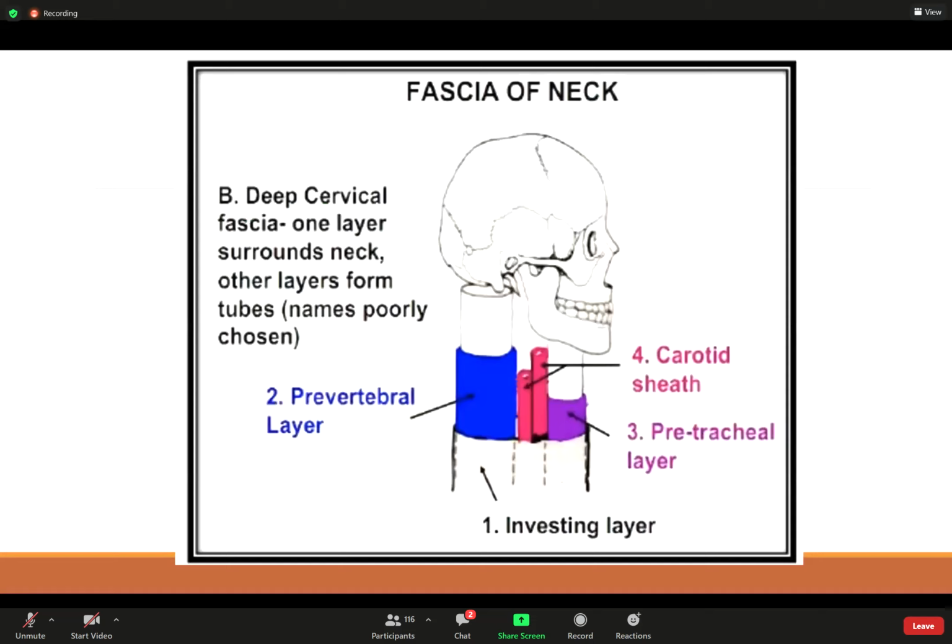So first of all, I'll look at this image. As you can see, in the deep cervical fascia, the investing layer covers everything. This is number one. You see, it's covering everything. And if we remove the investing layer, we can see that each compartment or region has a fascia. The one around the vertebra we call the prevertebral layer. The one around the trachea we call the pretracheal layer. And the one around the carotid artery, the vagus nerve and the jugular vein we call the carotid sheath.